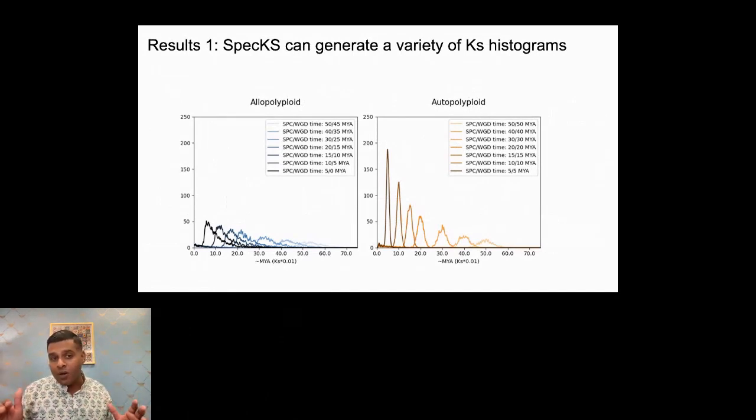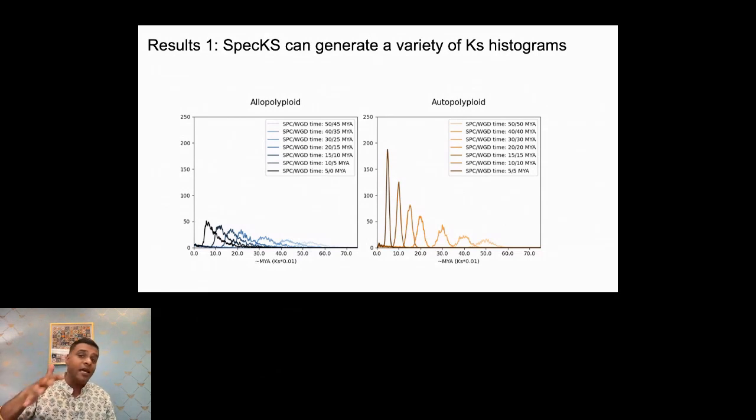Are the auto and allopolyploids actually completely different in the shapes that they generate? They are, as we can see from this plot right here. Like I said, the x-axis here is proportionate to time in millions of years ago, and the y-axis gives you just the total number of paralogs between the auto and allopolyploids. As you can see, the allopolyploid KS histogram has a much more blunt shape to it, while the autopolyploid one has a much more typical exponential shape, where it goes up and then tails off exponentially.